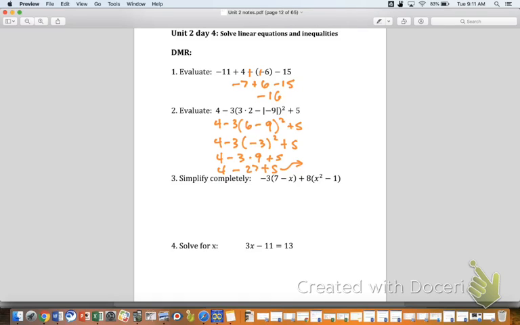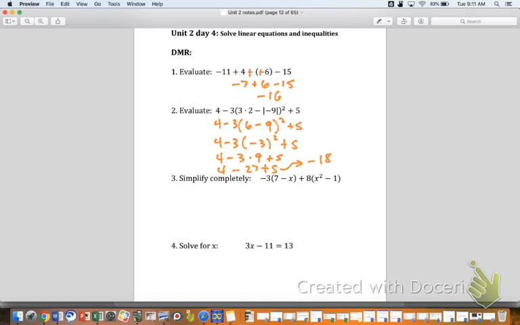And then finally, I'm down to just the single operation of addition and subtraction. 4 minus 27 is negative 23, plus 5. I got negative 18 for number 2. Negative 18. Again, any questions? Joe asked a really good one. Anybody else with a question, maybe on number 2?